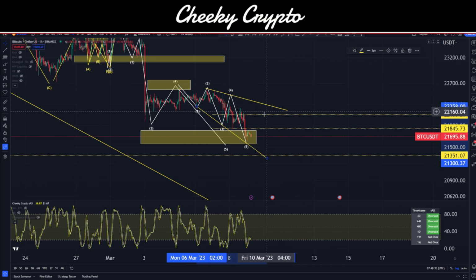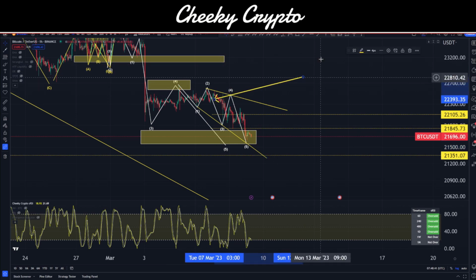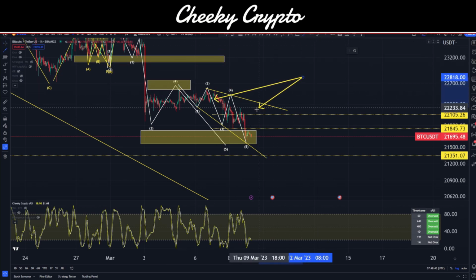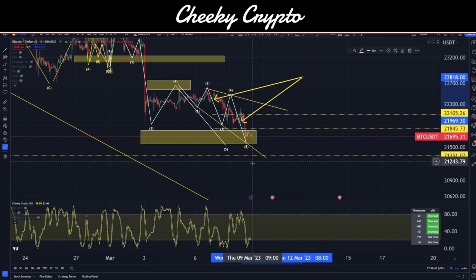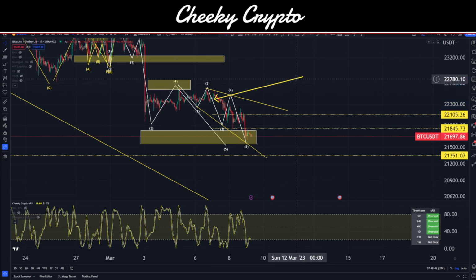There are several rules that have to be applied when we have these kinds of diagonals. The main rules are that wave 3 cannot be the shortest and wave 5 has to be the longest. We can see those things right there. Other than that, it should be a pretty standard diagonal from that point.